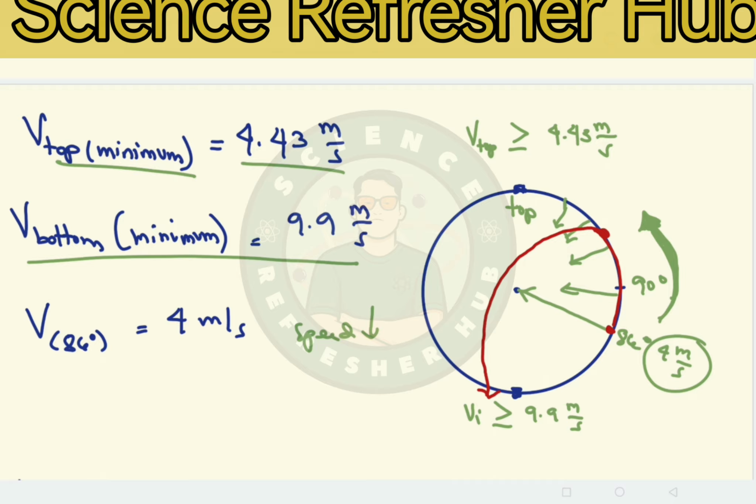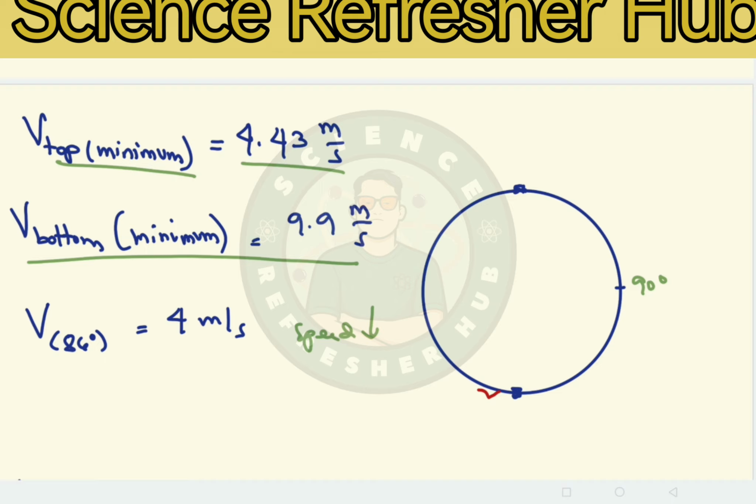So where is the object's motion? Okay, so let's try to find out here. I will be using this circle here. Earlier, our verdict is that the object cannot make a complete loop because it lacks enough velocity to pass through our top minimum velocity, which is 4.43.